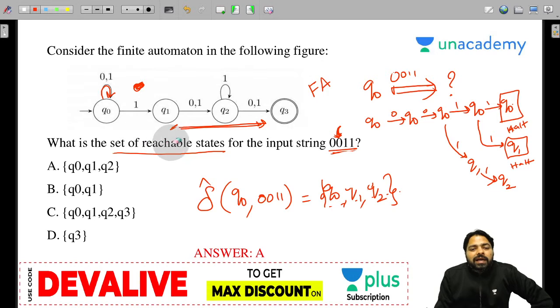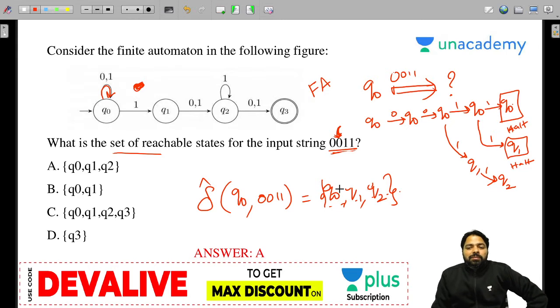You try, read 0011 from Q0. 0011. It's not possible to reach Q3. Remember, Q0, Q1, Q2 only. It's not possible to reach this state by reading 0011. Do whatever. You don't have a path to Q3 from Q0 by reading 0011. Yes.